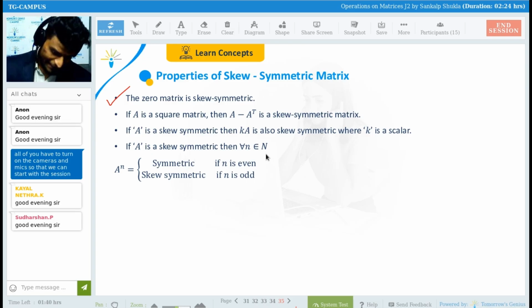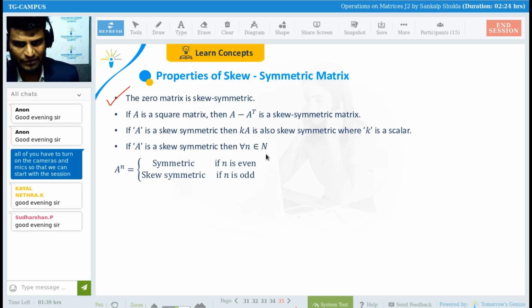So it is not possible for any matrix to be both, except the zero matrix. A matrix could be either symmetric or skew symmetric. There is no such possibility that a matrix is both. So that is the exception. The zero matrix is the exception.